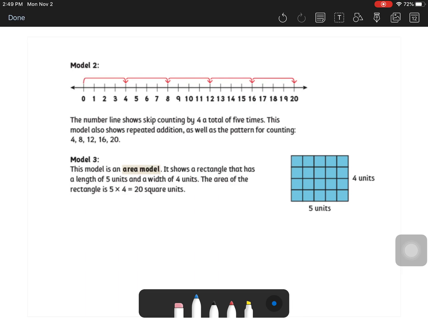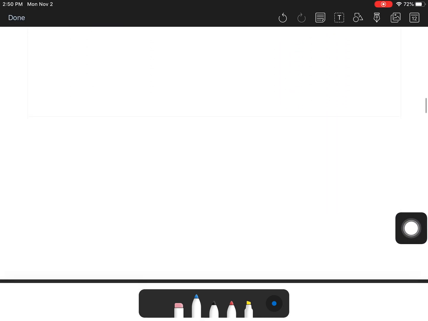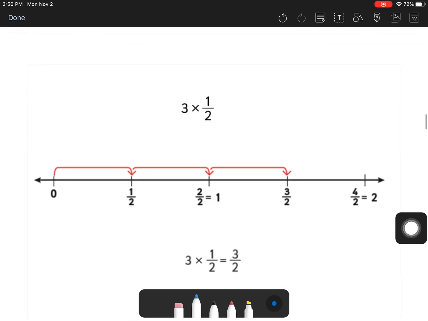Model 2 is just repeated addition of 4. If we add 4, add another 4 to get 8, another 4, 4, and 4, we end up at 20 if we do that 5 times: 1, 2, 3, 4, and 5. The other thing you can do is called an area model, where you have the squares and you could count all the squares inside. 5 units by 4 units, we'd see that there are 20 square units in there.